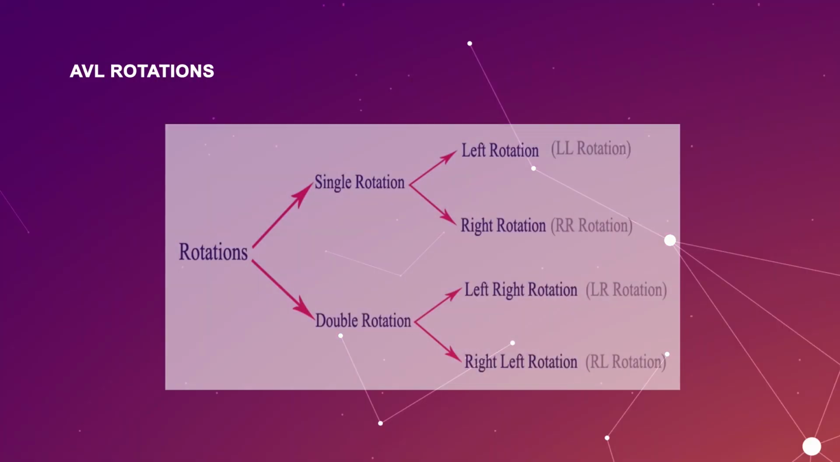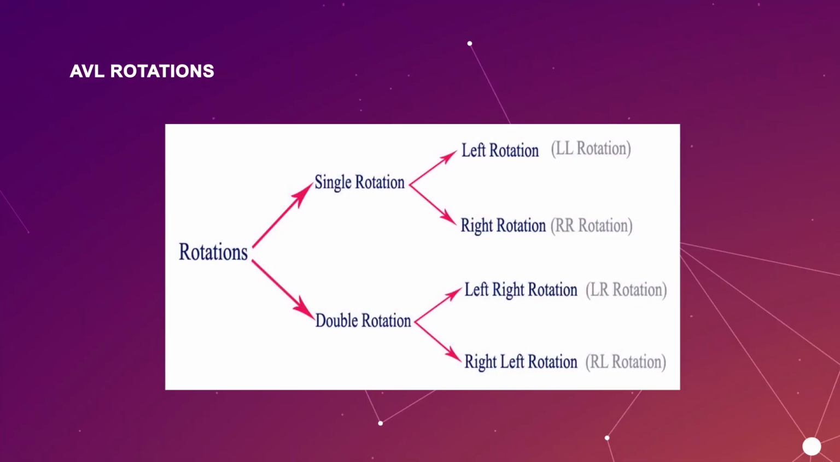Now, we are talking about the rotation part of AVL tree. Basically, rotations are divided into two parts. The first is single rotation and the second is double rotation. Single rotation is again divided into two parts, the left rotation, or LL rotation. Another example of single rotation is right rotation, called RR rotation. The first one is a left rotation, the second one is a right rotation. Both are part of single rotation.